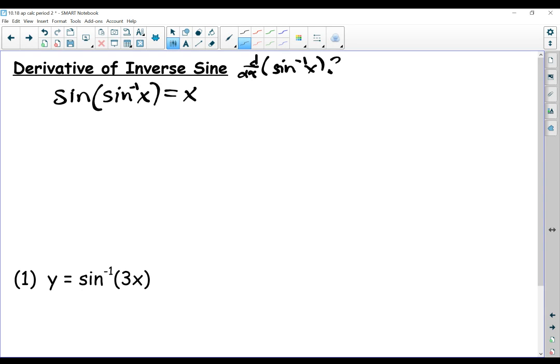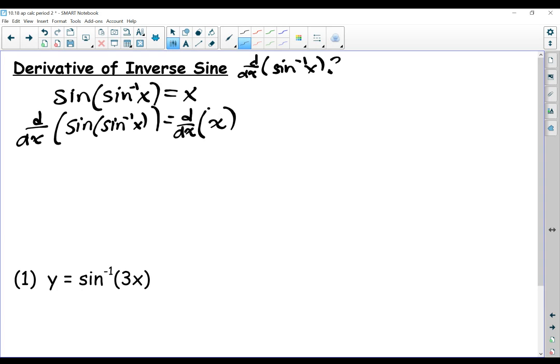Okay, that's pretty cool. So let's see what we can do here. Well, I'm going to take the derivative of both sides of the equation. If those equations are equal, then their derivatives should be equal. Now on the right side, the derivative of x is 1. God, I love when that happens.